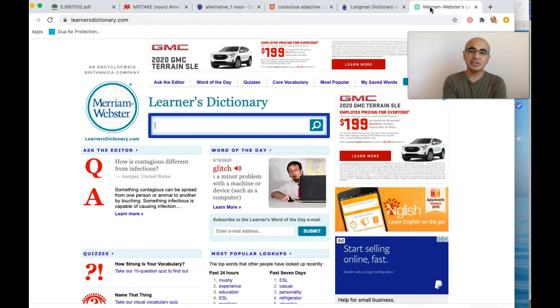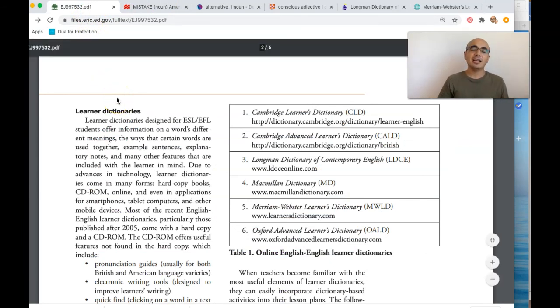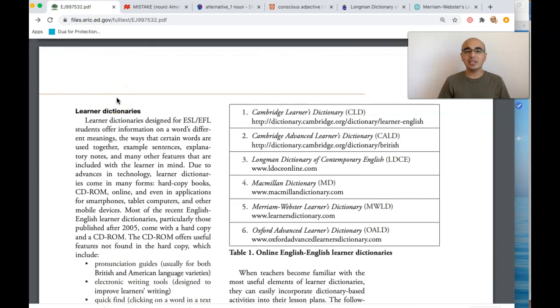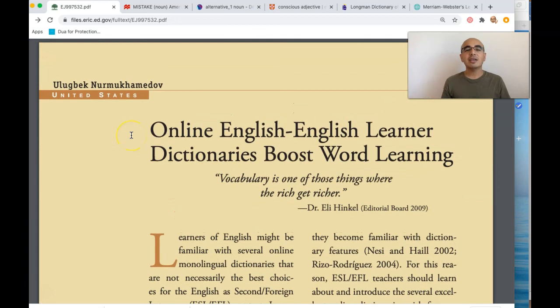So yeah, and if you're a teacher and if you would like to know more about the features of Learner's Dictionaries, please take a look at my article and encourage your students to use Learner's Dictionaries, because Learner's Dictionaries, unlike other Google stuff, are designed specifically for learners of English.